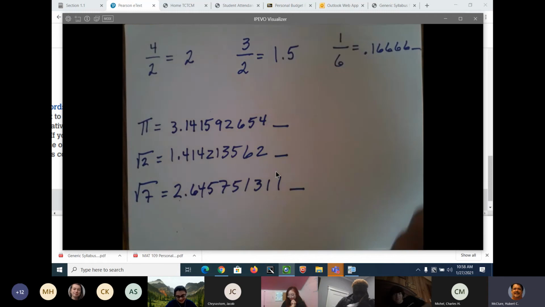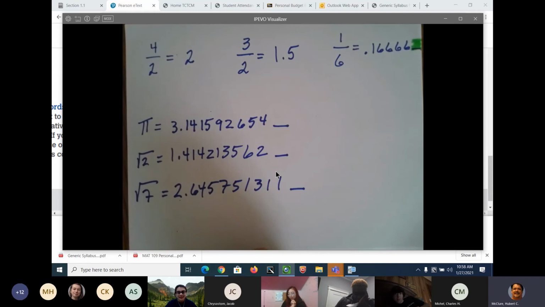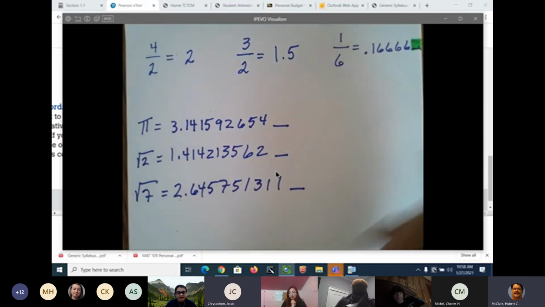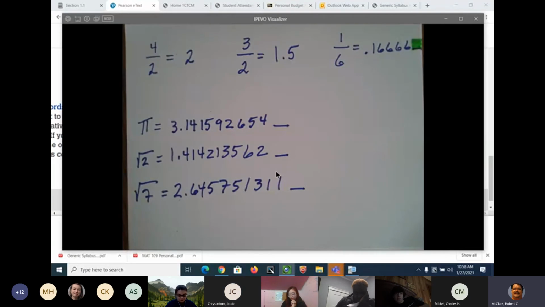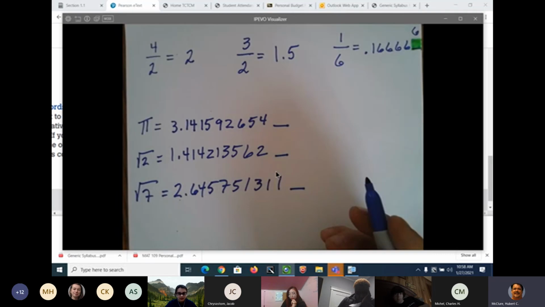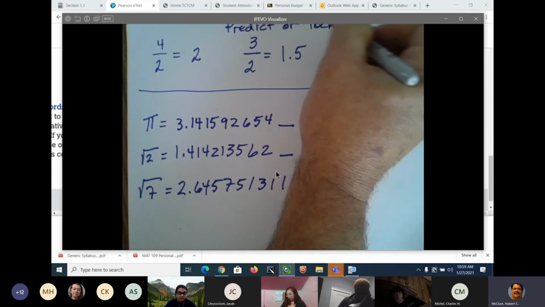All right, somebody tell me what this digit is right here. 6. I just highlighted this digit. What is that next digit beside the 6? 6. Okay, somebody said 6, without any hesitation. Is that true? Yes. So all of these you can predict or locate on a number line. All of these you can predict.